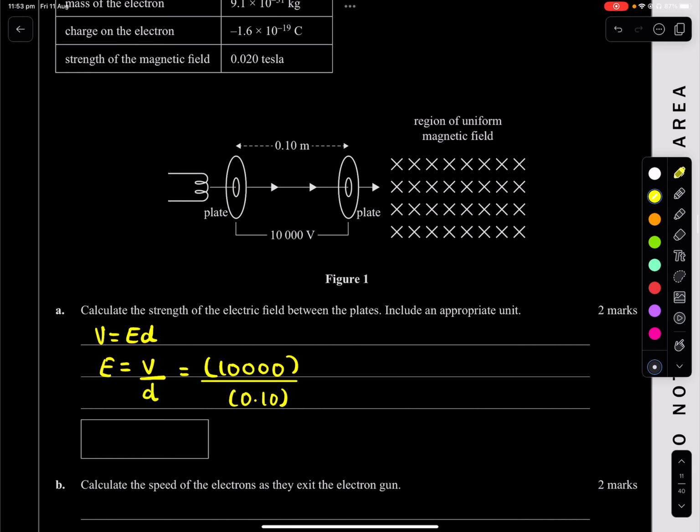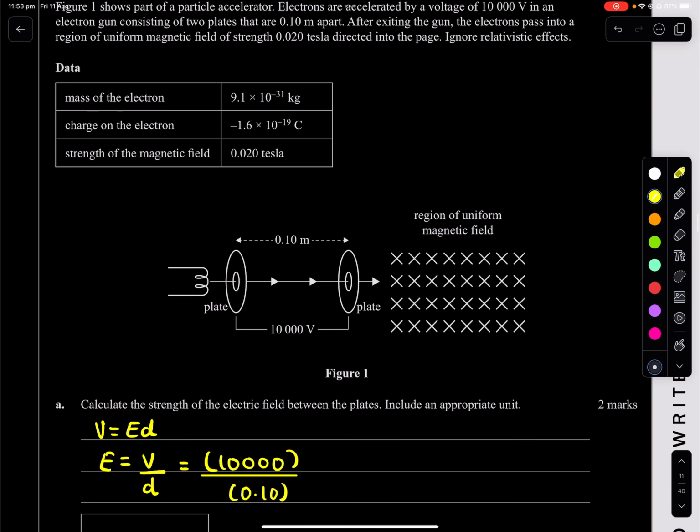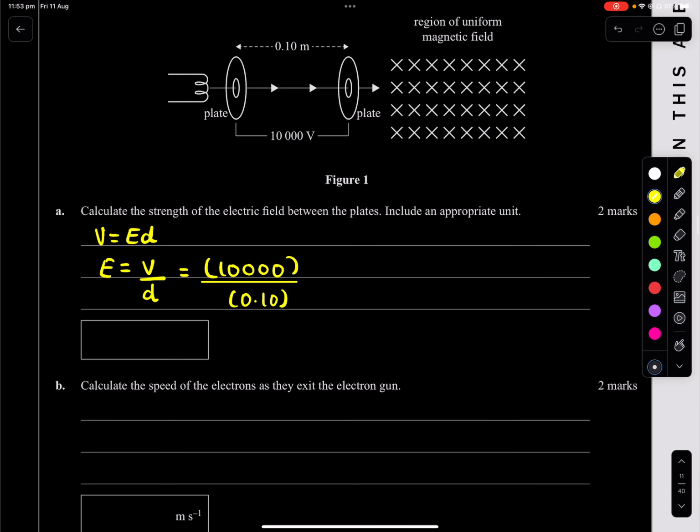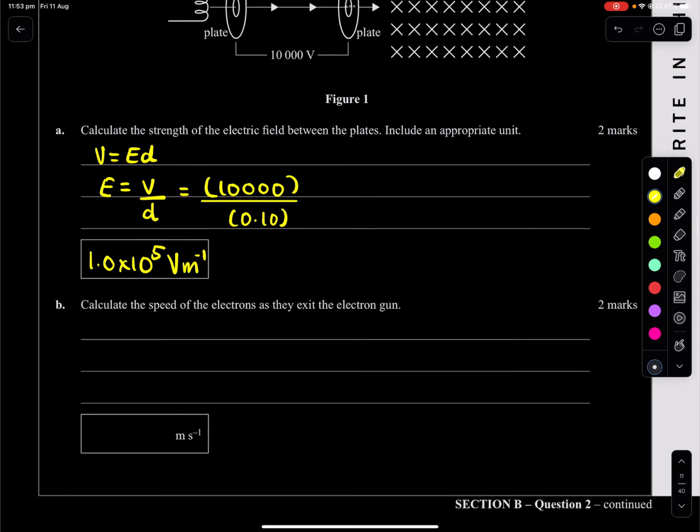It's all in 2 significant figures, so I'm going to write it as 1.0 times 10 to the power of 5. And because it's volts divided by meters, it's volts per meter, V m^-1. Yeah, so that's the answer for that one.